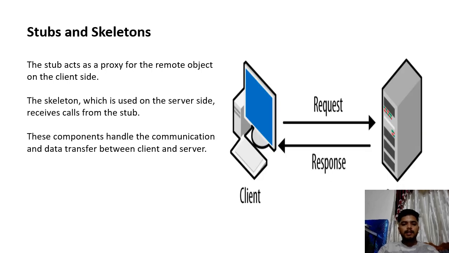Stubs and skeletons. The stub acts as a proxy for the remote object on the client side. The skeleton, which is used on the server side, receives the call from the stub. These components handle the communication and also the data transfer between the client and server. So the client will request the server and the response is given from the server to the client.